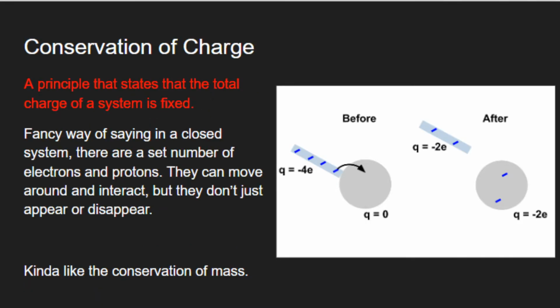And that's called the conservation of charge. This is a principle that states that the total charge of a system is fixed. When we touch that negative rod to here, we don't all of a sudden get -10 or +3 when you add the charge between these two. This is a fancy way of saying that in a closed system, there are a set number of electrons and protons, and they can move around and interact, but they don't just appear or disappear. This is really similar to the conservation of mass, where matter can't just appear or disappear, it can be changed. The idea applies here. Protons and electrons are physical things, and they can't just disappear or appear.